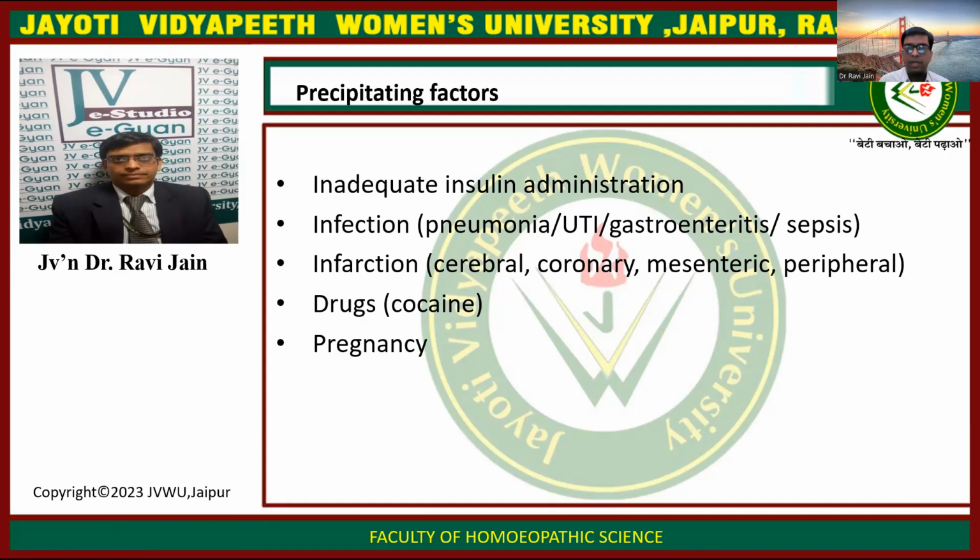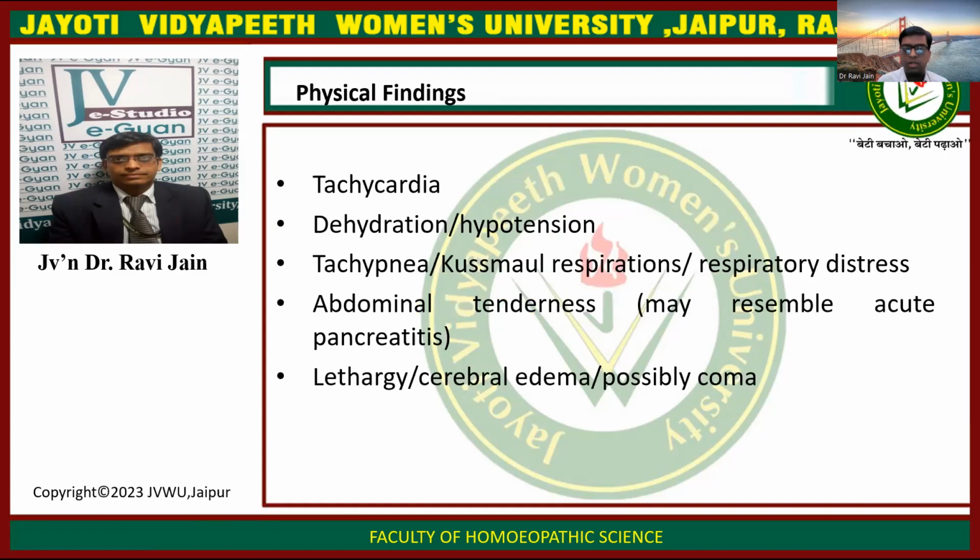Now, what are the precipitating factors? What are the factors that precipitate the development of diabetic ketoacidosis? As we have discussed, inadequate insulin administration. If a person is not taking proper insulin, then this can lead to development of diabetic ketoacidosis. Infections, different types of infections like pneumonia, UTI, gastroenteritis, and sepsis, infarction, cerebral, coronary, mesenteric, and peripheral, drugs like cocaine, and pregnancy. These we have discussed already in this presentation.